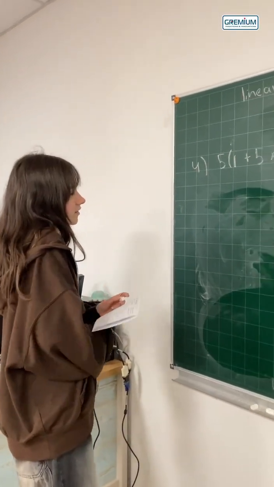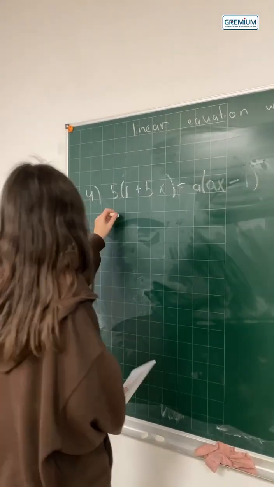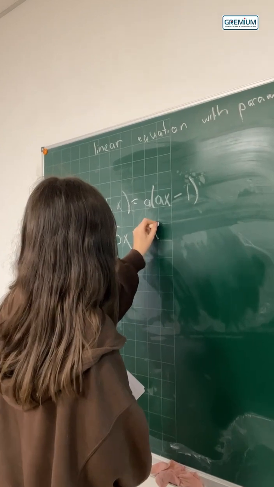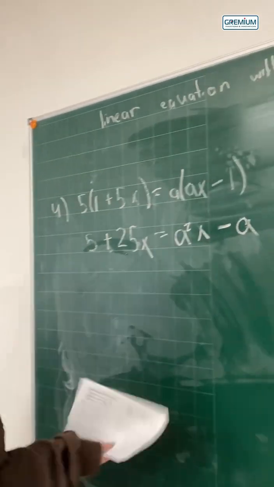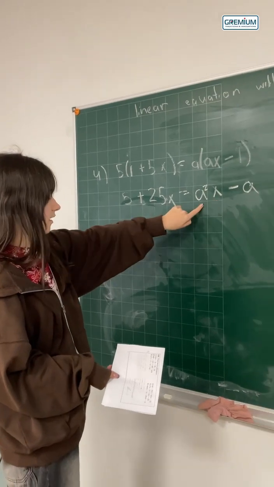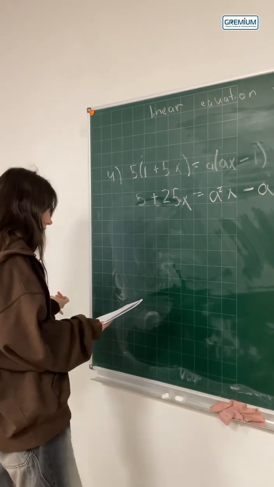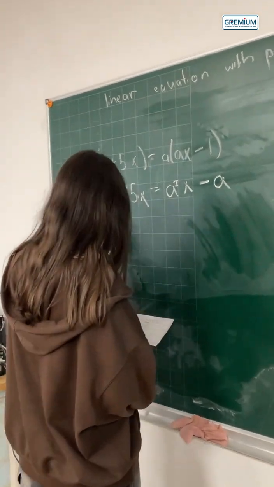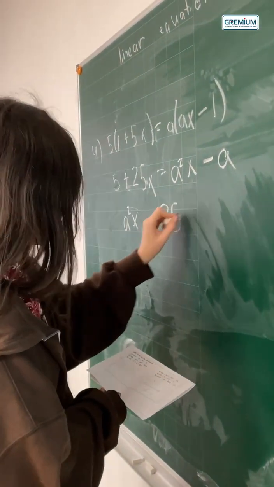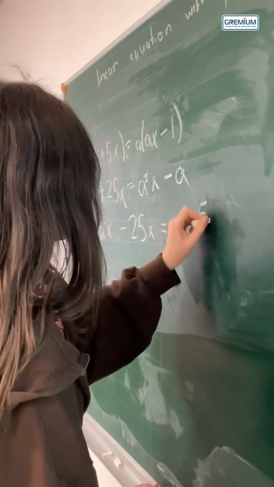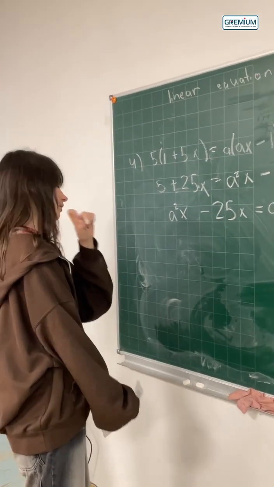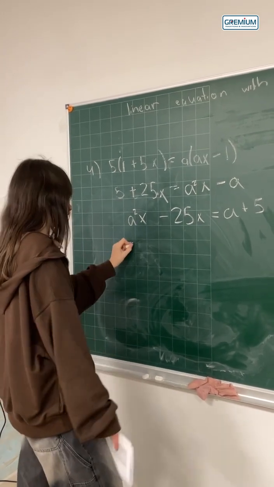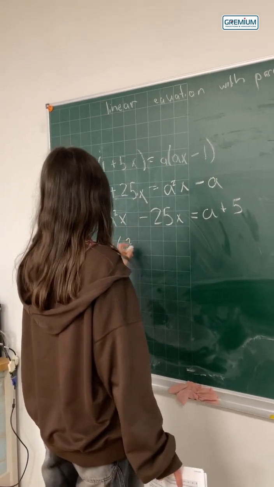So we have this equation, and the first thing we have to do is get rid of the brackets, so we multiply everything, and it's going to be this. And then we put anything with an x on one side and everything else on the other side, so it's going to be a times x minus 25x, equals a plus 5. And so we see here that it's a formula, but we need to get rid of the x's, so we take them out into brackets, and it's going to look like this.